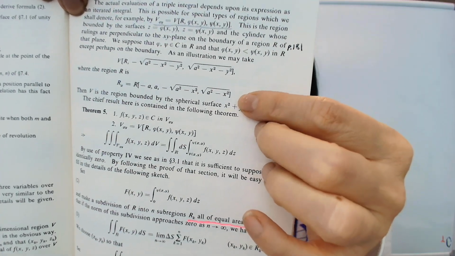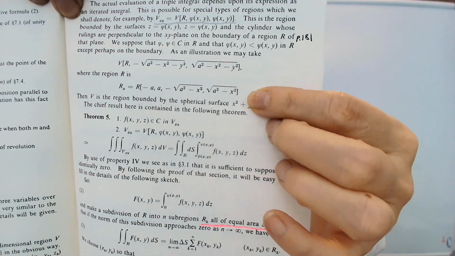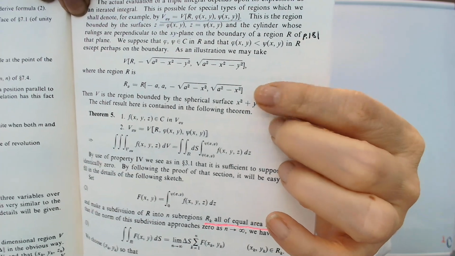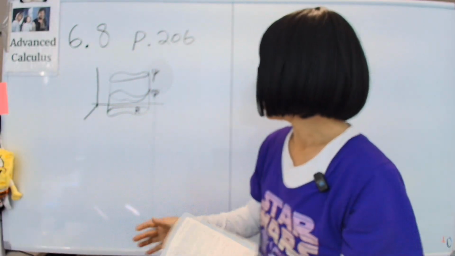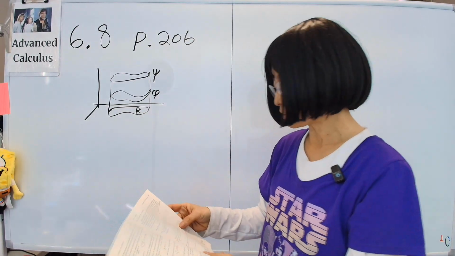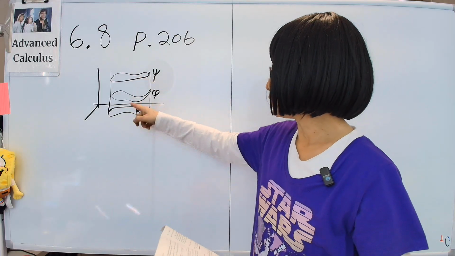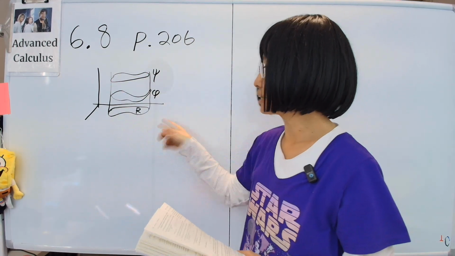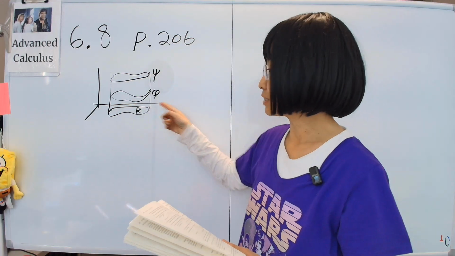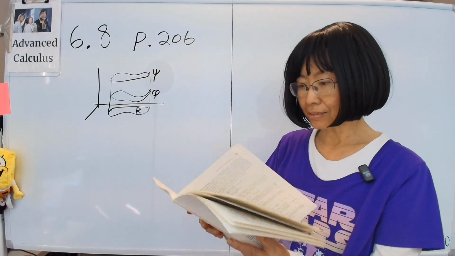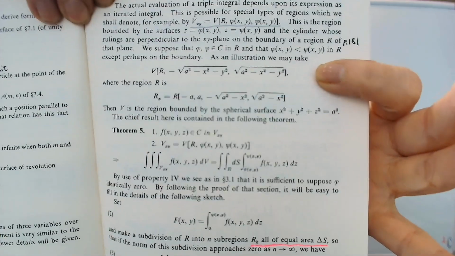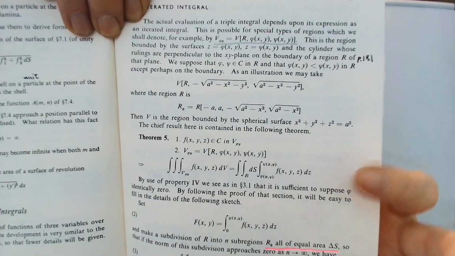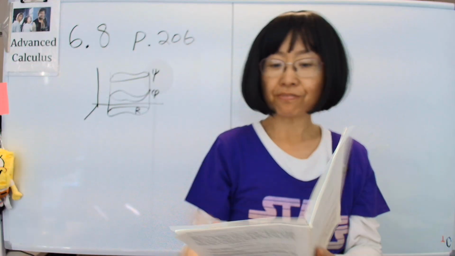The region is, if you look at it more closely, just a circle with radius a. In other words, this region is defined with R in between phi and psi. Phi is on the bottom and psi is on top, and actually it's just a sphere, whereas the region is right in the middle. Please work that out yourself if you're unclear in any way, and then we'll move on to theorem 5.